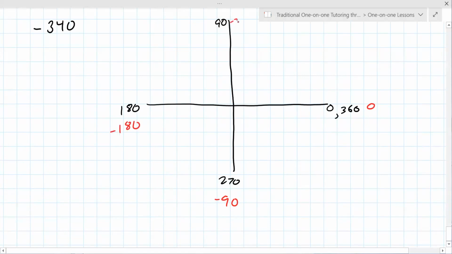This is negative 270. And this is negative 360. So you're going the other direction. It's like you're going around this way, there, because it's got to be past 270.